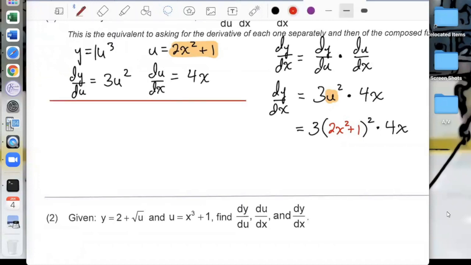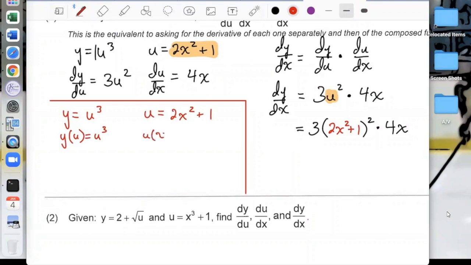This is going back to algebra 2. Honestly, I'm not sure which gap it would be. Probably gap 1. But we have y is equal to u to the third, that was given, and u is equal to 2x squared plus 1, also given. But that y is really a function of u, so we could write that as y of u. That u is a function of x, so we could write that as u of x.